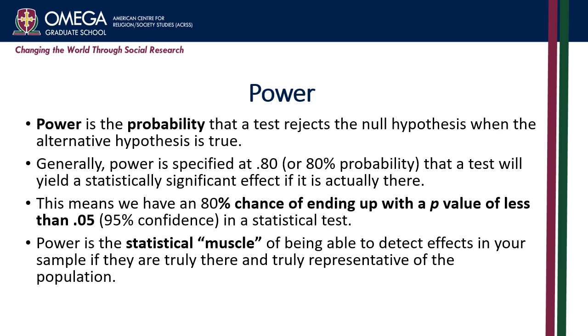Power is the statistical muscle of being able to detect effects in your sample if they are truly there and truly representative of the population. So you can try to remember that in terms of power and muscle. And WINKS will report the power of a particular statistical test.